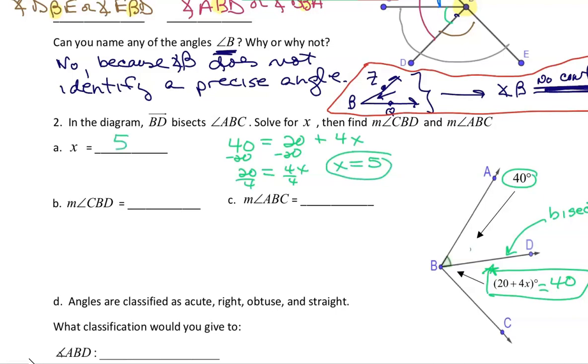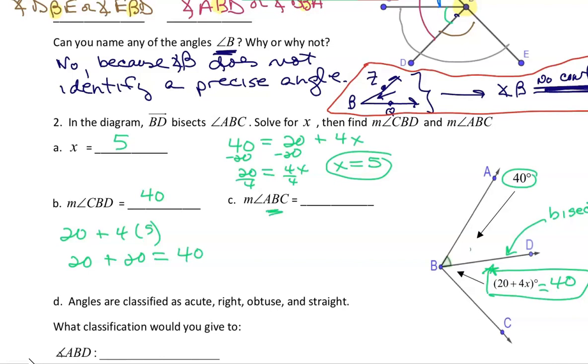Now they want me to give them the angle measurements. So CBD is that lower angle, and I know it's 40. I could have plugged in the 5, right, and gotten 20 plus 20 equals 40. That's another way to use your x to get your angle. Okay, then they want ABC.